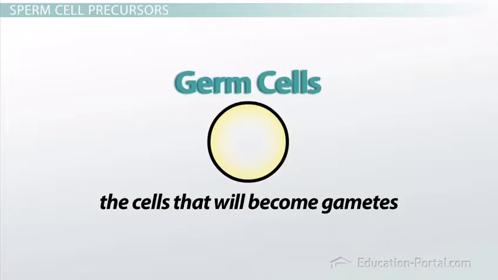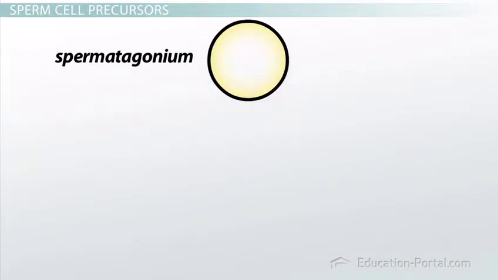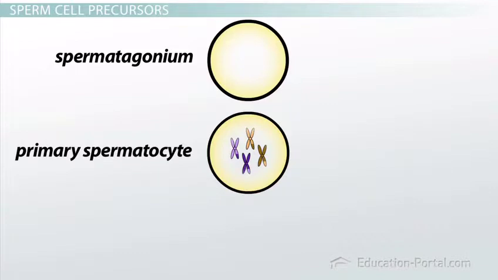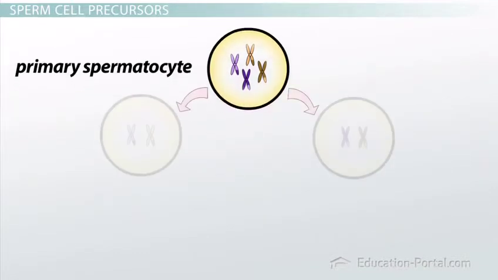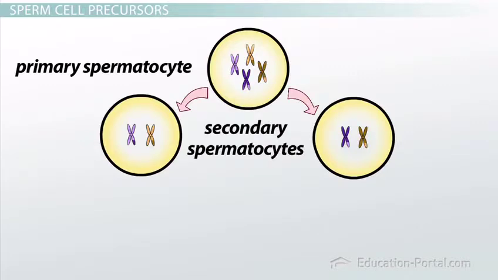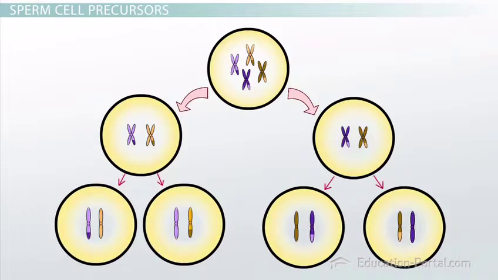The germ cells that are found in the testes are called spermatogonia. Every day, somewhere around 25 million spermatogonia enter meiosis and become primary spermatocytes. After the first meiotic division, the cells double in number and are called secondary spermatocytes. Once the second meiotic division is completed, but before the haploid cells have had a chance to differentiate into actual sperm, the cells are called spermatids.